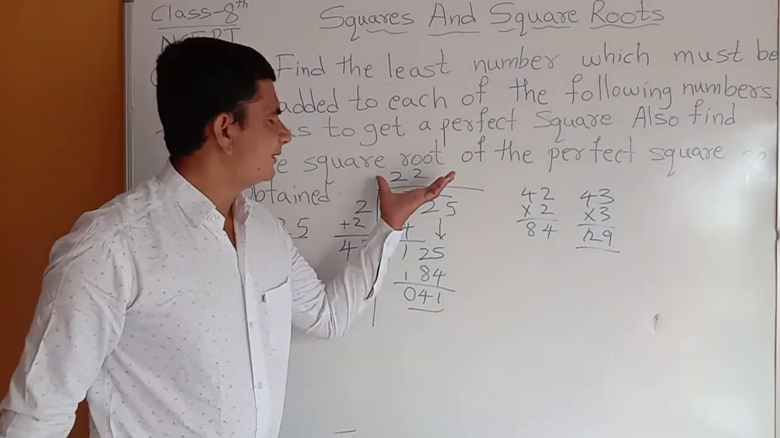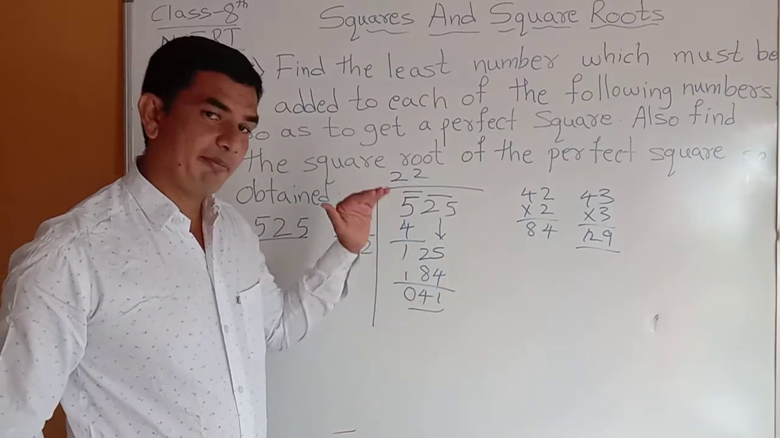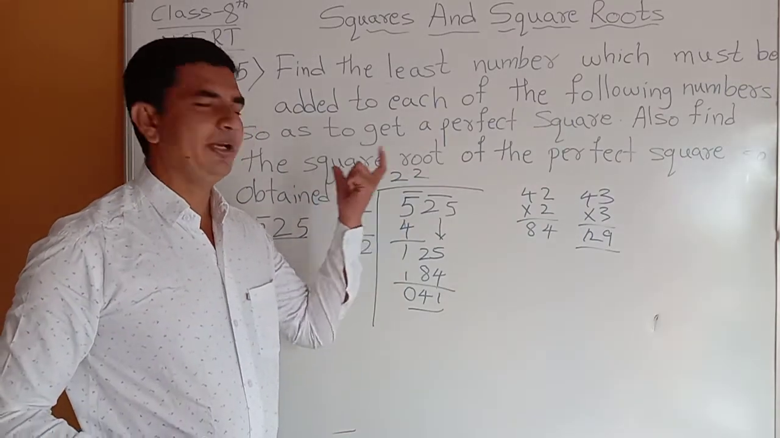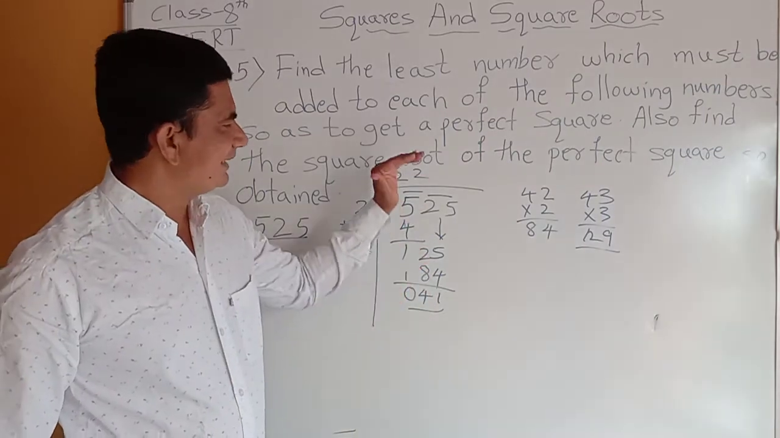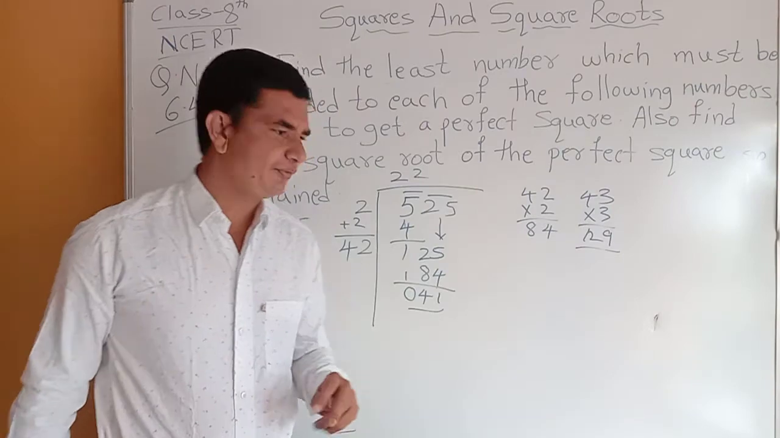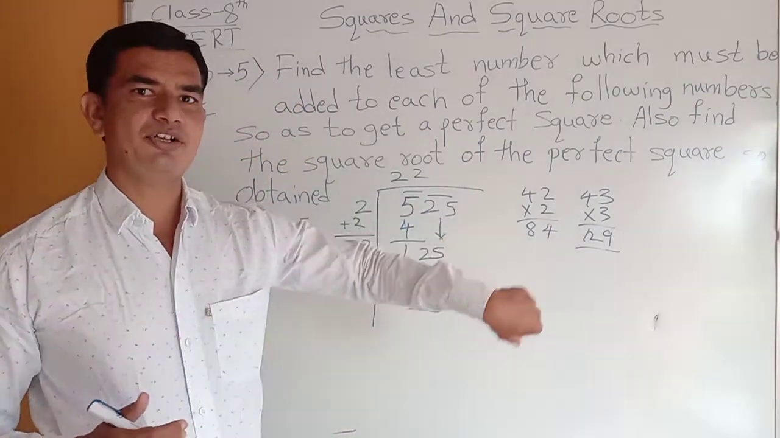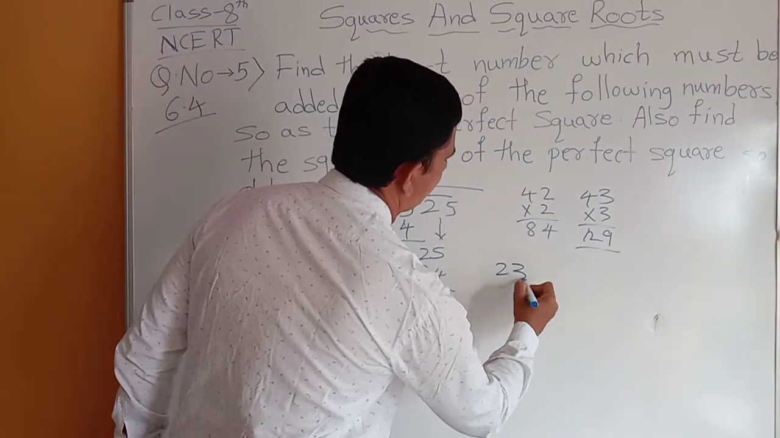Now we got 22, and the remainder is 41. So it is confirmed that 22 square is less than 525. It is smaller than 525. So which number do we have to add? You have to take the next number. Means instead of 22, we have to take 23 square.